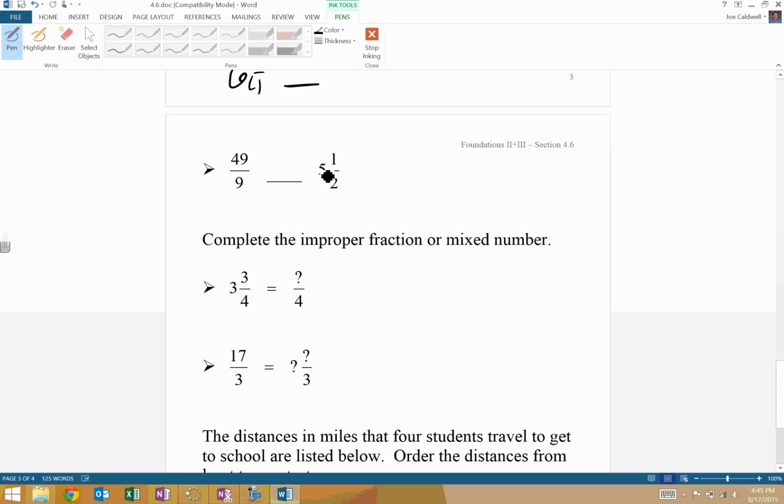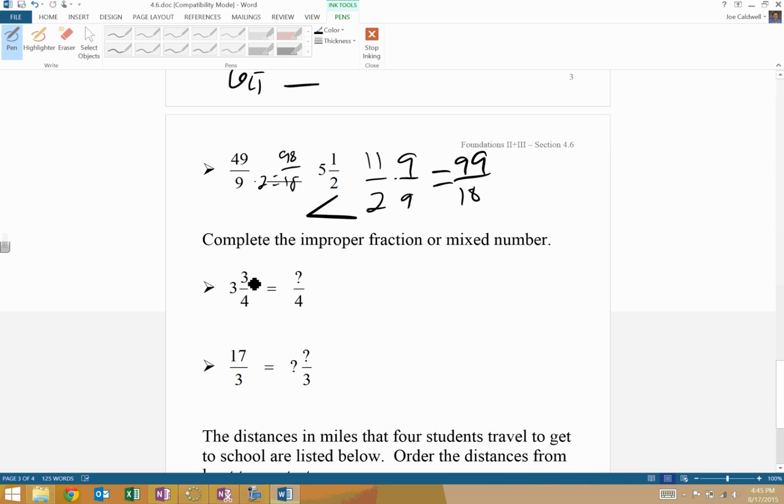So this one, let's go the other way around. 5 times 2 plus 1 is 11/2. And if we do common denominators, we would need to multiply this by 2 and get 18. This times 2 and get 98. This times 9, this times 9 and have 18 and 99. So that 98 is smaller.